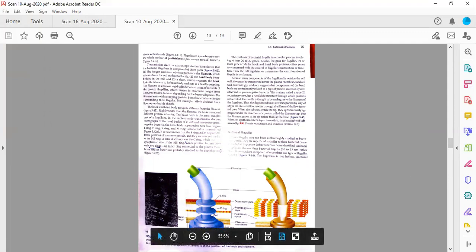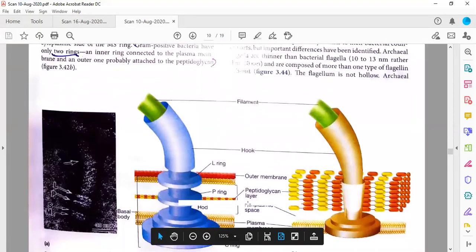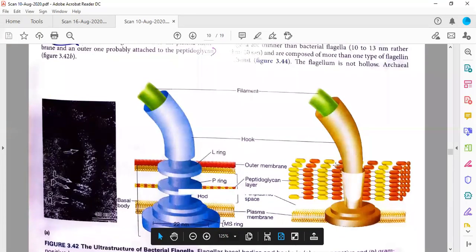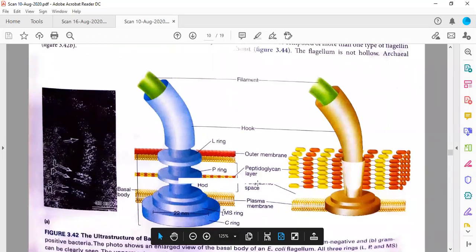So also you can see from this particular diagram, which is given in Prescott as well. Here you can see this is gram-positive bacterial flagella. So there are only two rings. One is present in the membrane, and the other is present outside. So these rings are not named like L, P, MS, and C. They are simply named as.